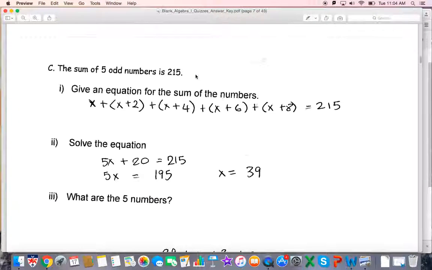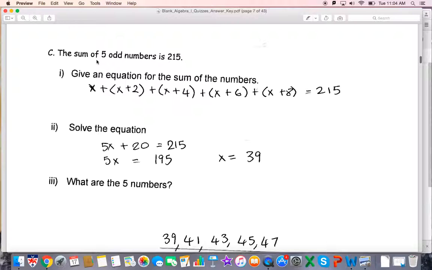Okay, so here's what made this quiz a little bit more challenging. It's the word problem. We have: the sum of 5 odd numbers is 215. We were asked to give an equation to represent that information. So I would name the first number x. And remember that odd numbers are jumping by 2 each time. So if the first number is x, the second number would be x plus 2, 2 more than the first one. Then the next one would be 2 more than that one, and then the next would be 2 more, and then again 2 more. So when you add all 5 of these numbers up, the answer is 215.